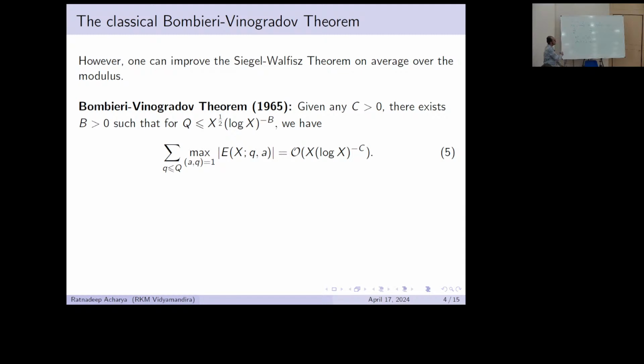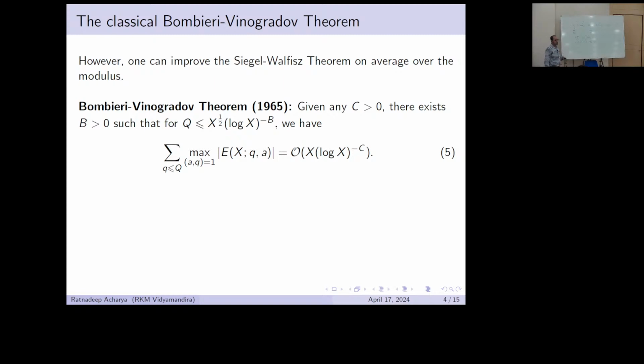Now just look at this equation number 5. You consider the error term, take its absolute value. Now take the maximum over all reduced residue classes. The maximum is taken over all a such that a is coprime to q. And then take the sum over q. So we get big O of x times log x to the power minus C, which is non-trivial. Moreover, note that q can go up to square root x times some negative power of log x.